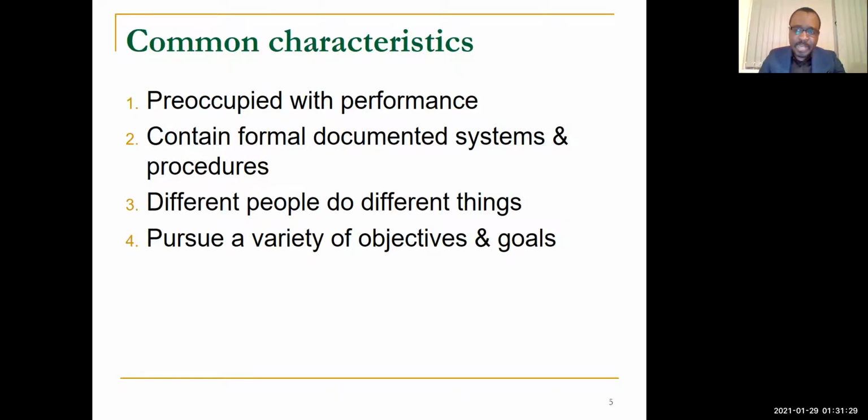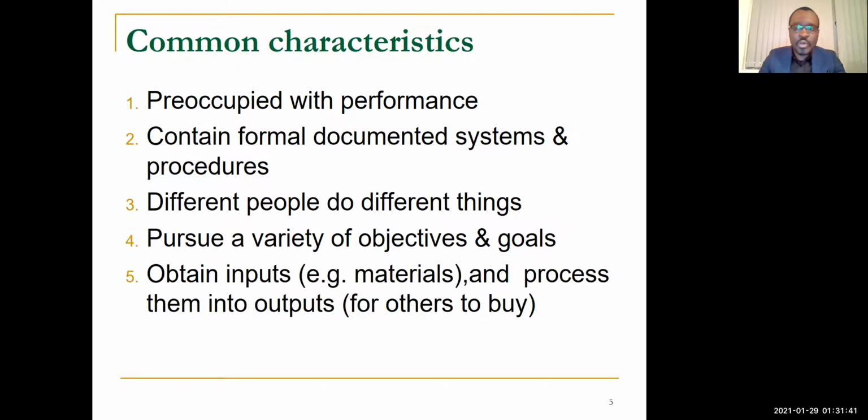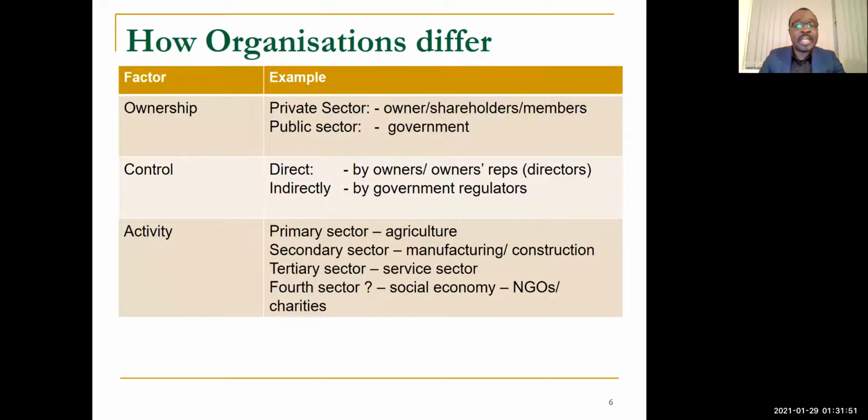They have a short-term vision, which is achievable and measurable within a very short term, 1 to 2 years. Okay, and then they have a strategy, a vision that guides performance in the long run to ensure they continue surviving as a going concern. Most organizations will obtain input materials and process them into output using activities, right? Now, how do organizations differ?